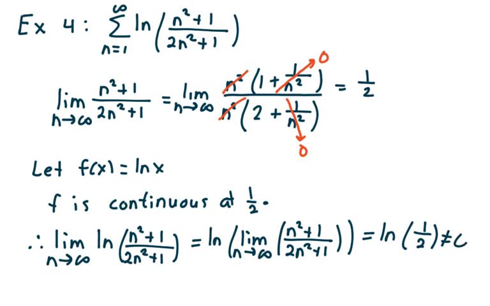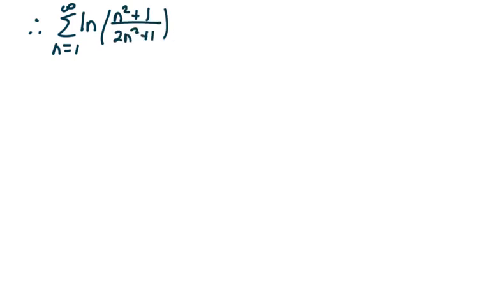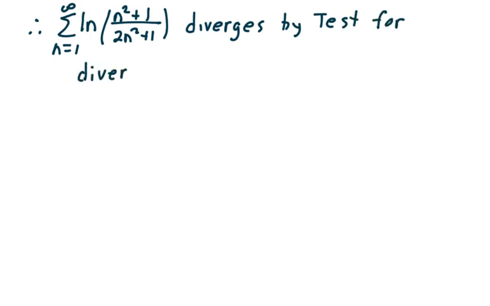That is absolutely not 0. And so therefore, the summation from n equal 1 to infinity of natural log of (n squared plus 1) divided by (2n squared plus 1) diverges by the test for divergence. You're done.